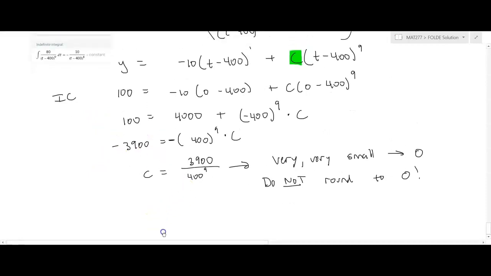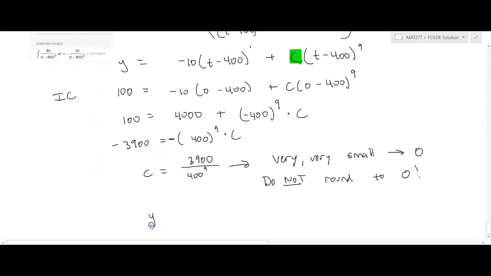So our final solution is y equals negative 10. If I distribute this out, which I can do, actually, let me do a couple of things here. C times, so I'll write this term first, c, which is 3,900 over 400 to the 9th, times t minus 400 to the 9th. That's just me writing out this term here with c in its place. And then I'll distribute this negative 10 through and make this negative 10t plus 4,000.